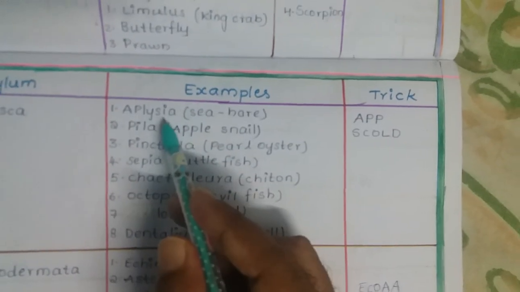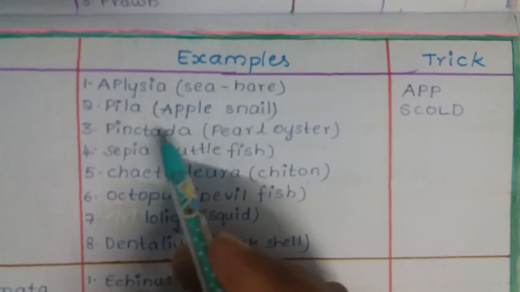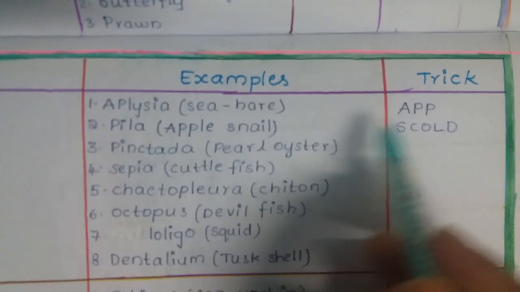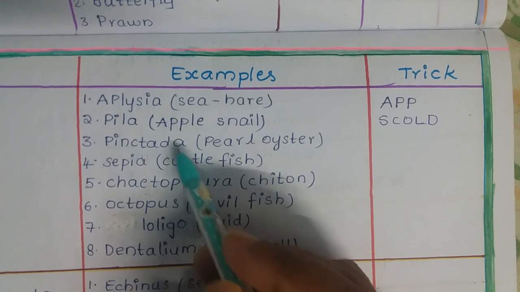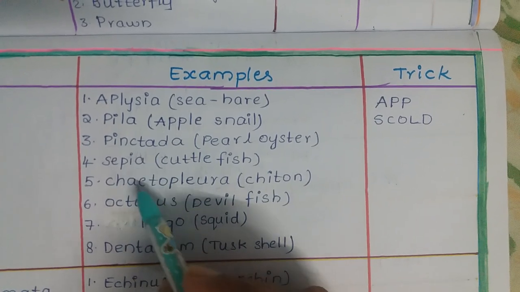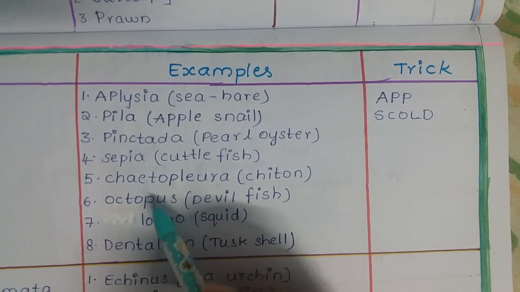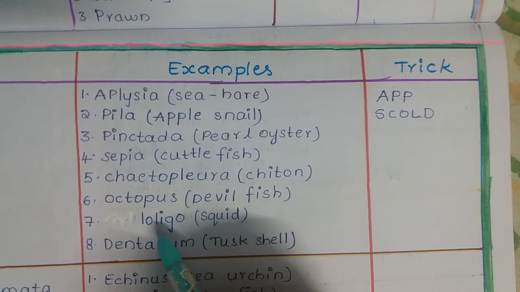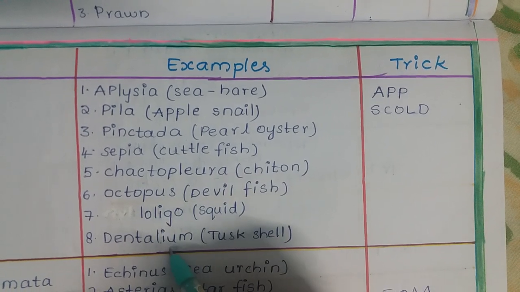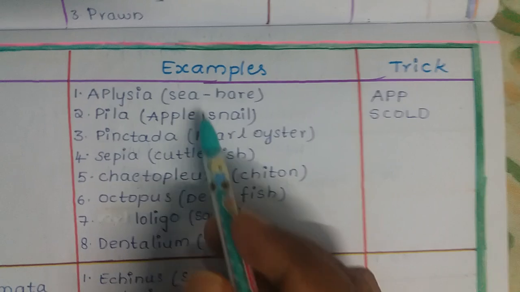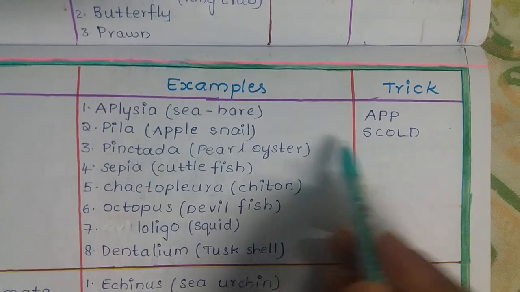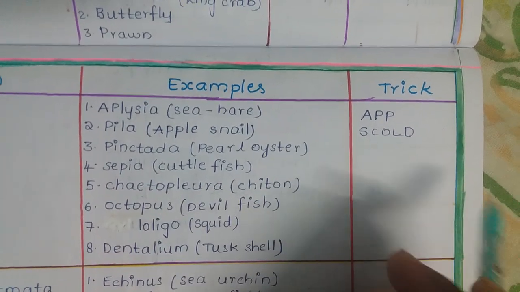Here the trick is APPS CODE. A, Aplysia. P, Pila globosa. P, Pinctada. S, Sepia. C, Chaetopleura. O, Octopus. L, Loligo. D, Dentalium. And these are their common names. Here the trick is APPS CODE.